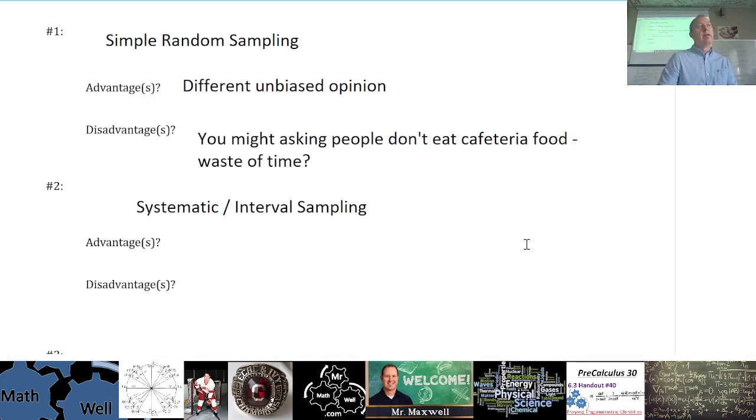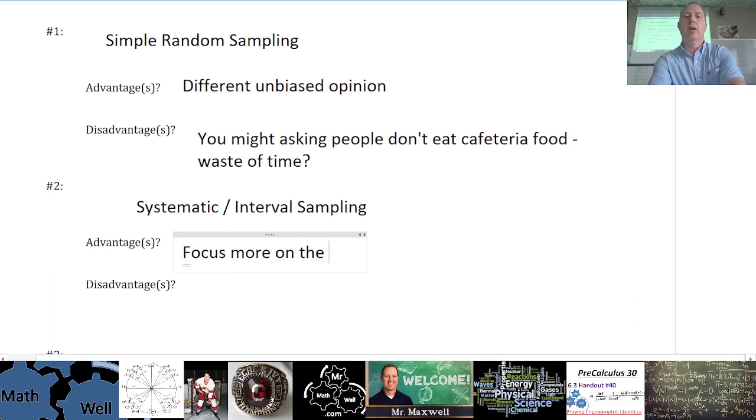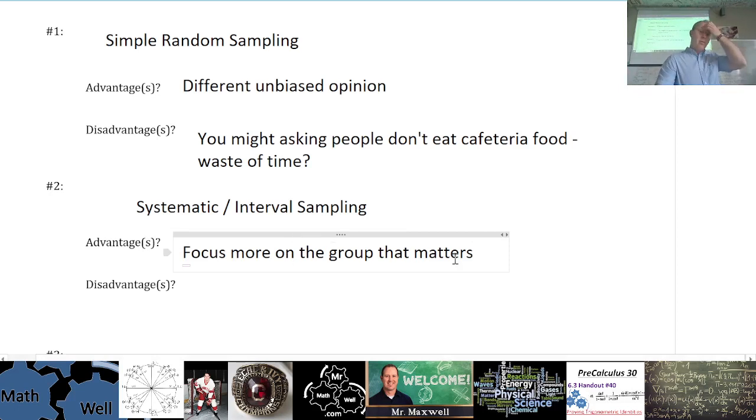You could ask people who are in a cafeteria. Okay, so you could focus on the people that eat the canteen and ask every fifth person or something, right? Okay, yeah, I like that. So advantages, you can focus more on the group that matters. And it could still be random because you're doing every fifth person or every second person or whatever. Okay, so what are some of the disadvantages of systematic sampling?